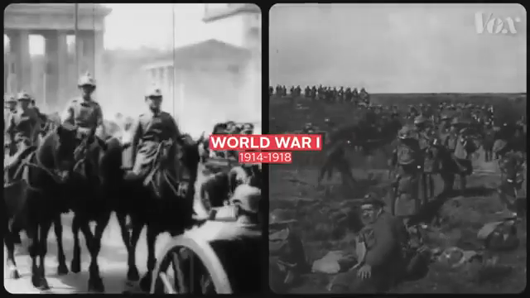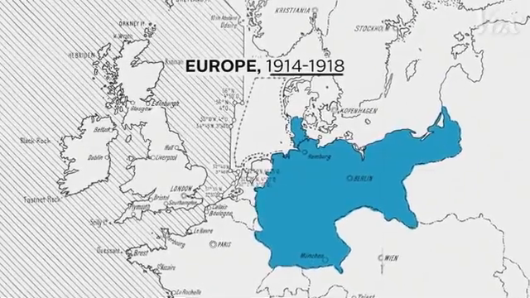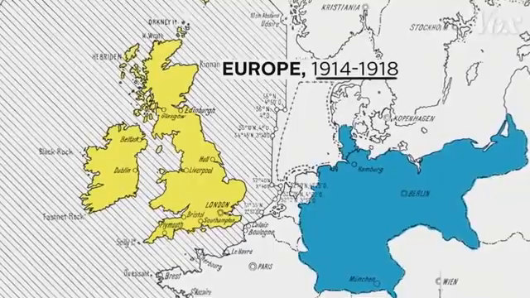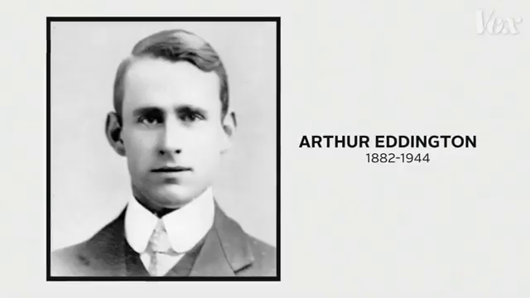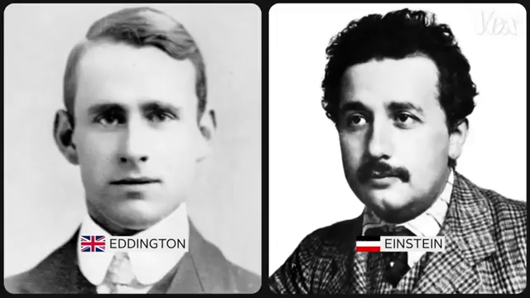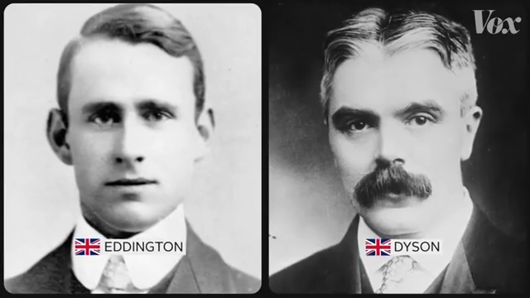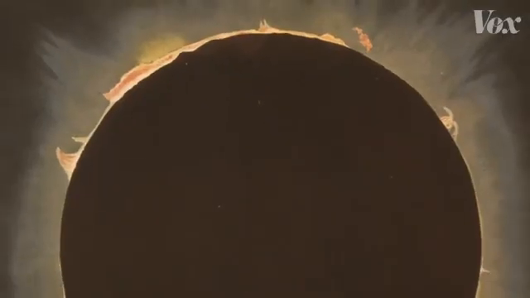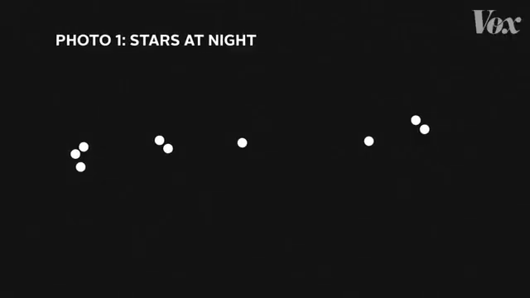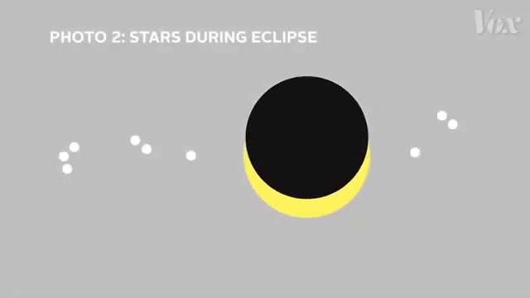War. Einstein lived in Germany at the time, but his work landed in the hands of a British astrophysicist, Arthur Eddington. Even though they were on opposing sides of the war, Eddington, along with astronomer Frank Dyson, set out to test the theory. They would photograph a total solar eclipse. They needed to compare the position of a cluster of stars in the night sky with a photograph of the same stars during an eclipse.